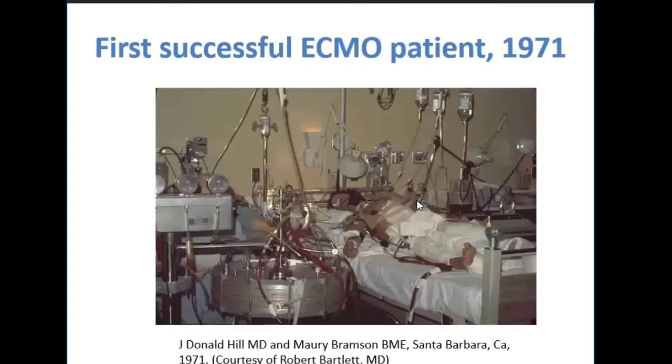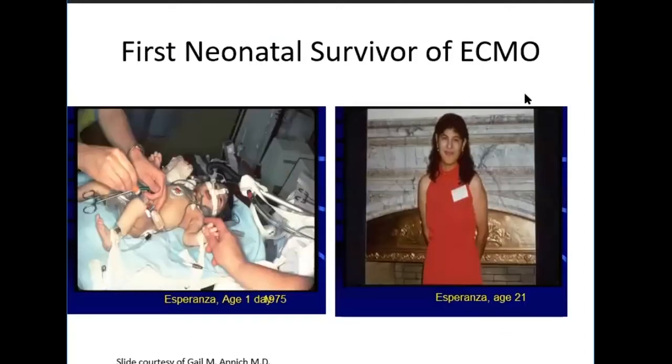Now, if you look at the history of ECMO, the first successful ECMO was in a trauma patient in 1971. It was put on for 6 hours using a membrane oxygenator, and this patient survived the first adult ECMO. Then Robert Bartlett, who is called the father of ECMO, was the first person who actually reported a neonatal survival.